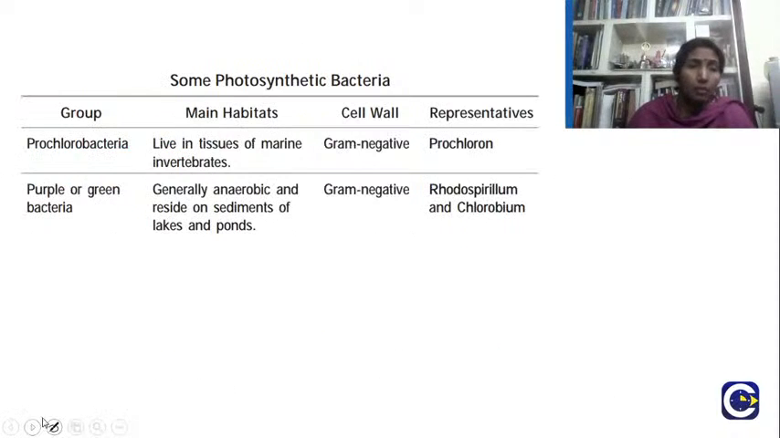Then we have the Prochlorobacteria, some photosynthetic bacteria. They live in marine habitats. They are invertebrate symbionts. They are gram negative, Prochloron. If I say purple or green, which I already said, they are all gram negative. They are anaerobic. They just sediment on rock, that is lakes, ponds, like Rhodospirillum or Chlorobium. Okay, so that you need to remember.